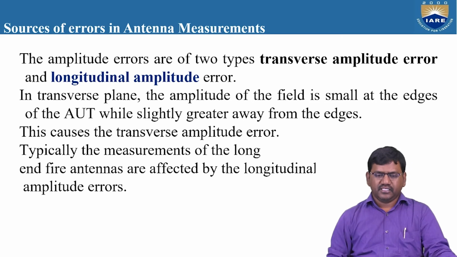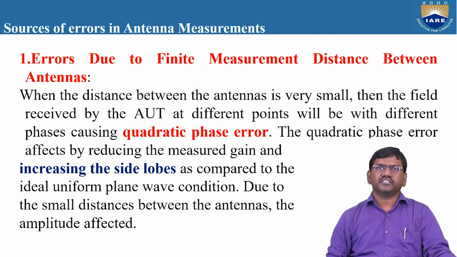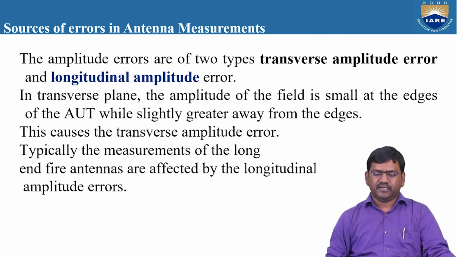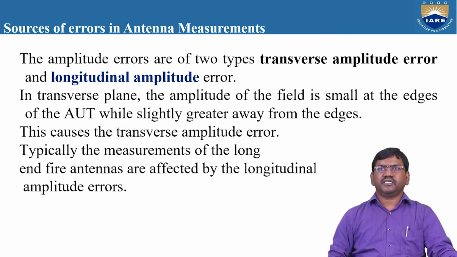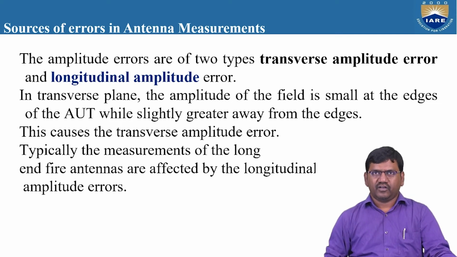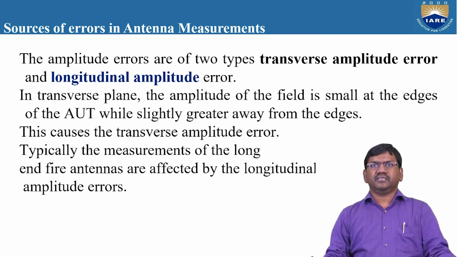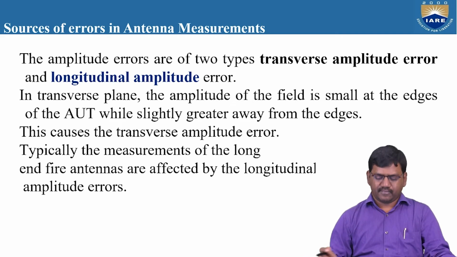So here, in these sources of errors in the antenna measurements, the first one is errors due to finite measurement distance between the antennas. We are getting two types of errors here. If the distance between the antennas is very less, we are getting a quadratic phase error. And at the same time, the amplitude is also affected, which we call the longitudinal amplitude errors. These longitudinal amplitude errors have a major impact for long distance communication in the end-fire antennas. If you select a particular type of antennas like end-fire array antennas, this amplitude error causes serious distortion of the signal.